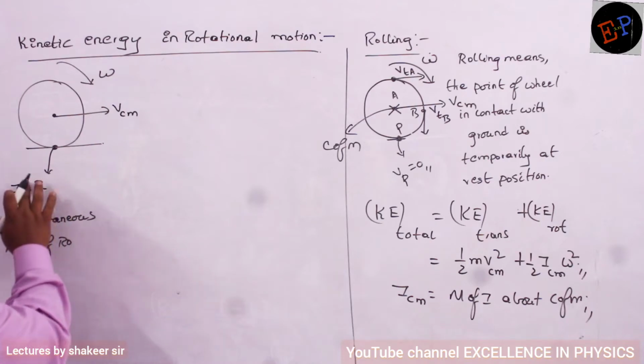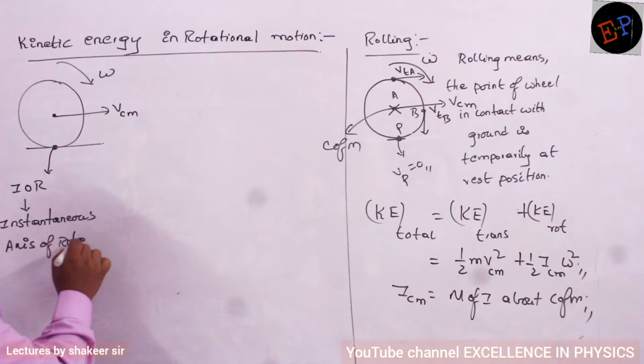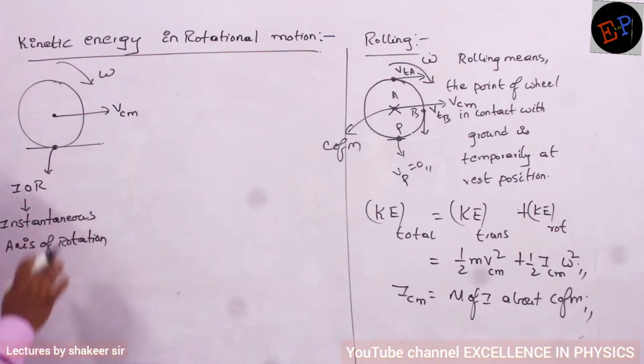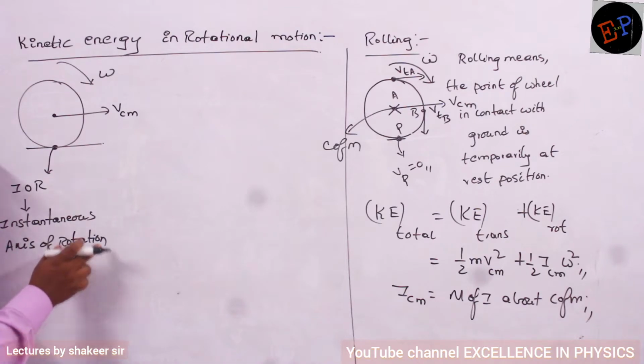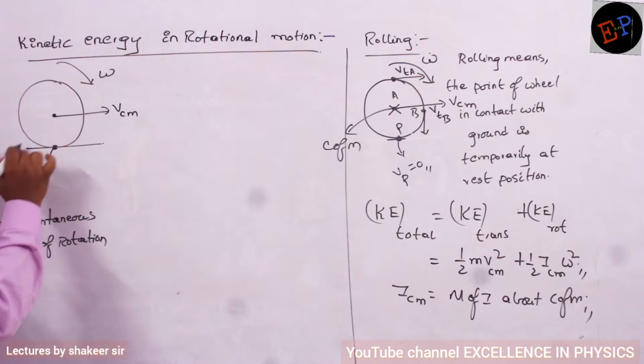You can call it IOR, or instantaneous axis of rotation. Instantaneous axis of rotation means what? I will assume that temporarily the body is rotating about this point.